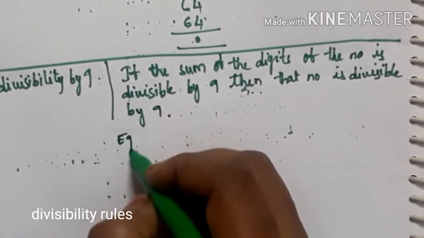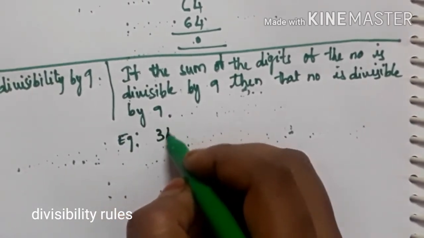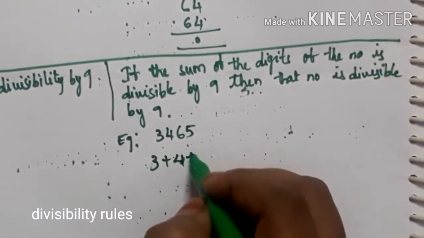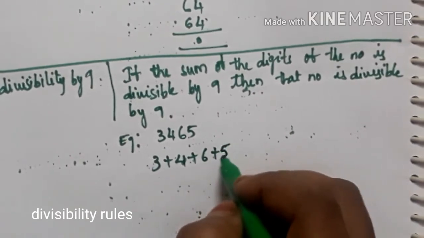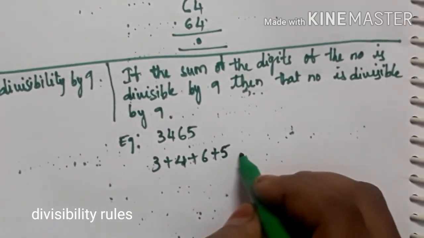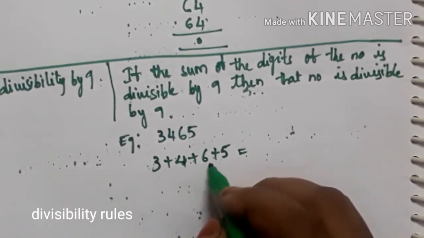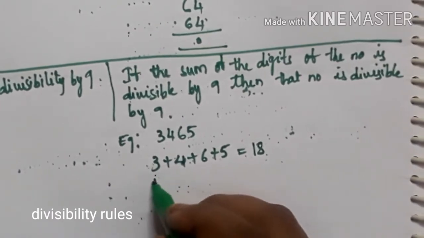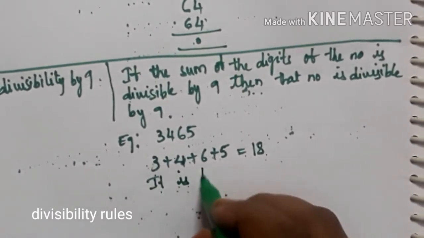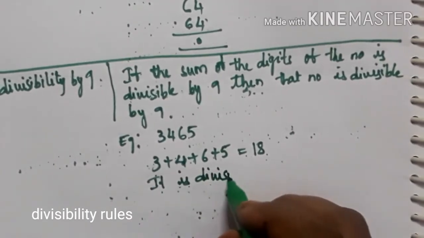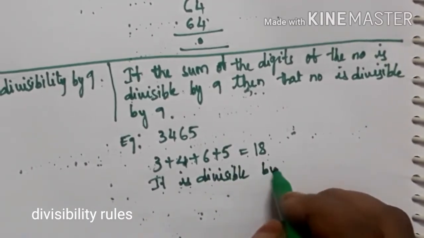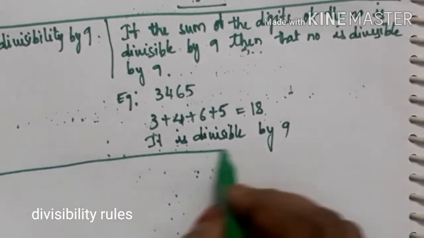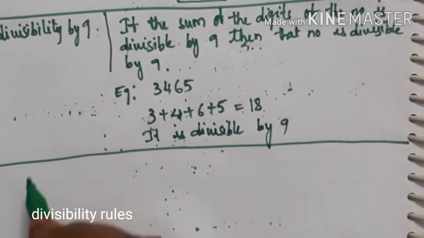Take example as 3,465. So add all the numbers. 3 plus 4 plus 6 plus 5. 3 plus 4 is 7. 7 plus 6 is 13. 13 plus 5 is 18. It is divisible by 9 because 18 is a multiple of 9. 9 2s are 18. It is divisible by 9.